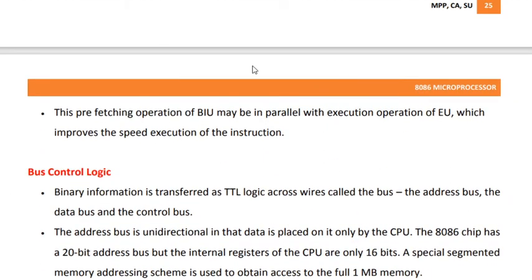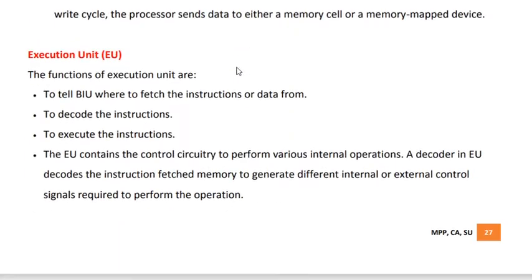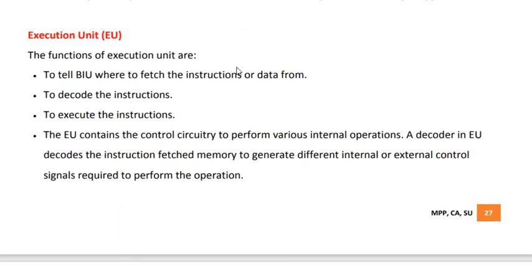Now, let us move on to the activities that are performed by the execution unit. The first function performed by the execution unit is to let the BIU know from where the instruction and data are to be fetched. This is the primary activity of the execution unit. Then it decodes the instruction and subsequently executes the instruction.